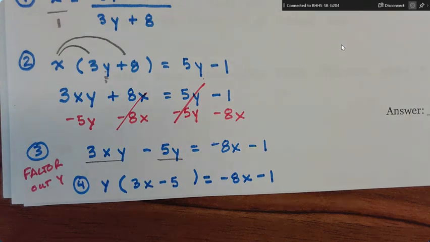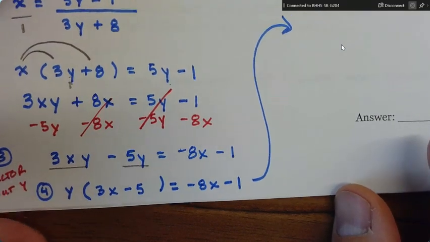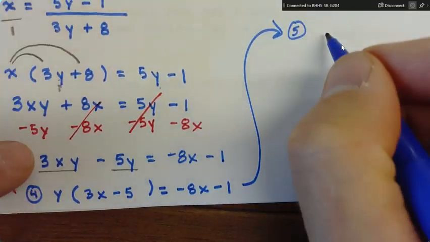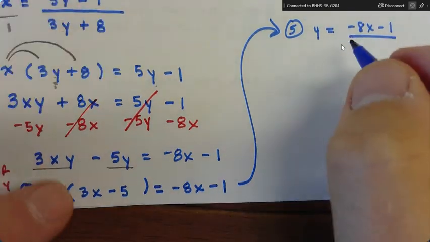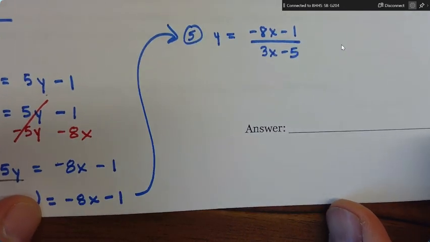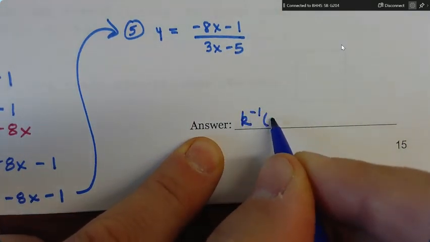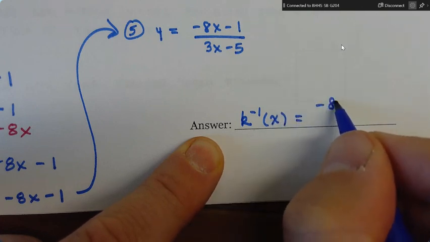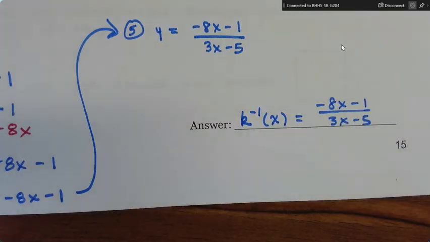Oh, we're there. This term right here, the 3x minus 5. You guys see that you can now divide that? So your last step, the fifth step, is going to be to say y is equal to negative 8x minus 1 divided by the 3x minus 5. So a good answer would look like this. Let's see, this was k. So k inverse of x is equal to negative 8x minus 1 over 3x minus 5.